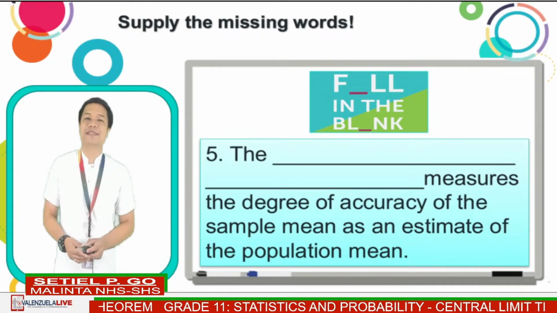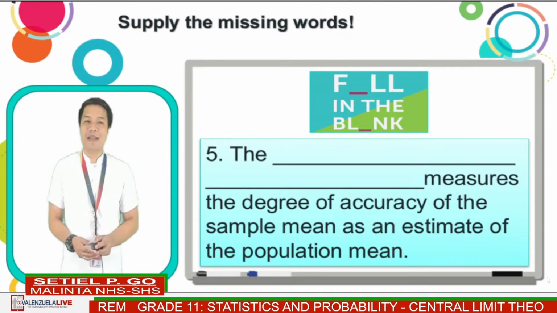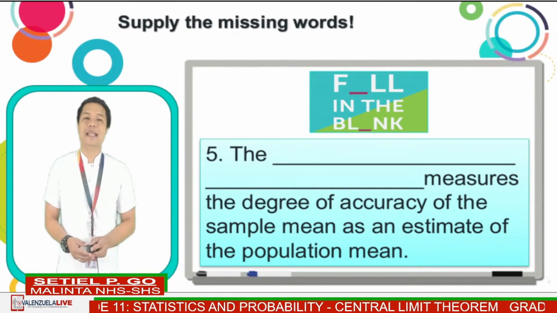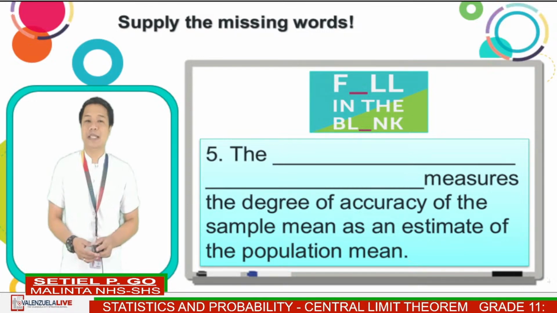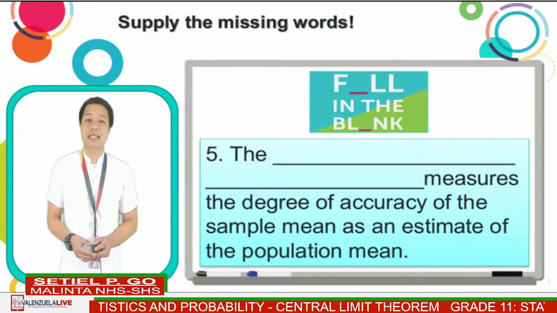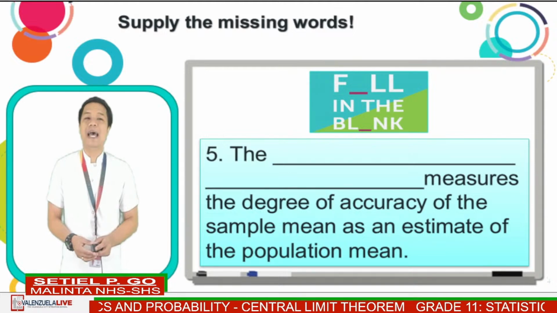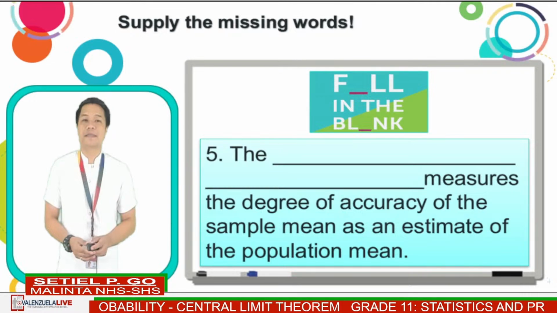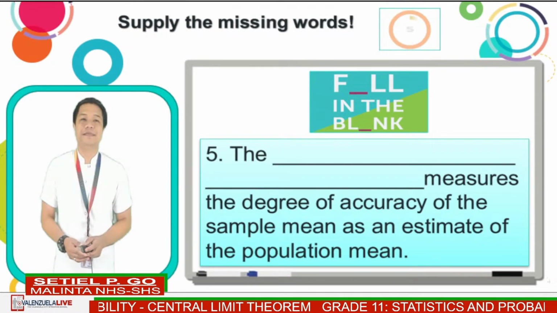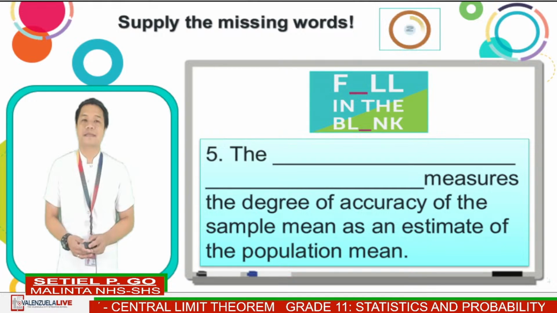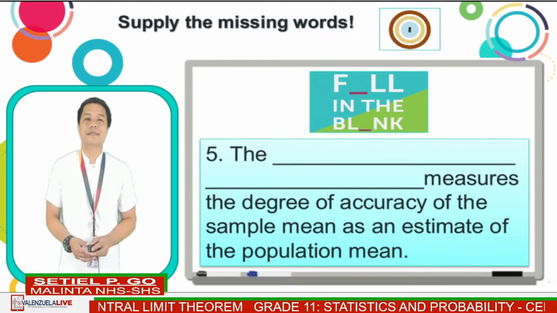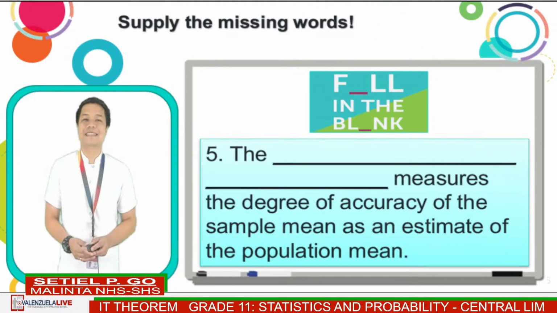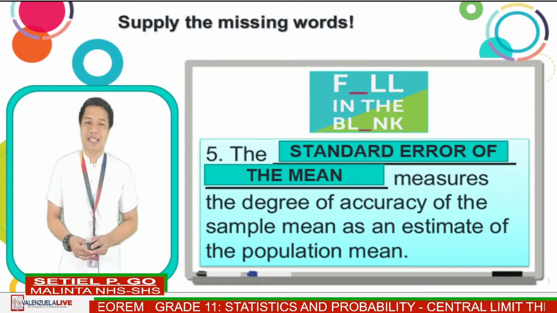Number 5. The blank measures the degree of accuracy of the sample mean as an estimate of the population mean. 5 seconds. Go. Time's up. The answer is standard error of the mean.